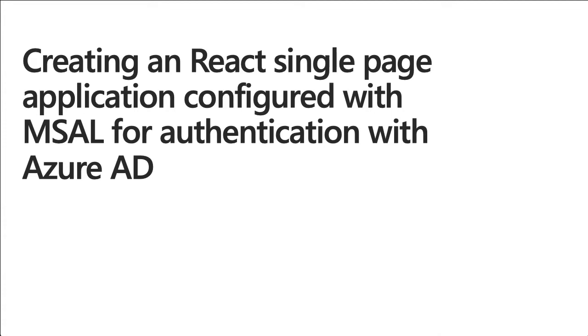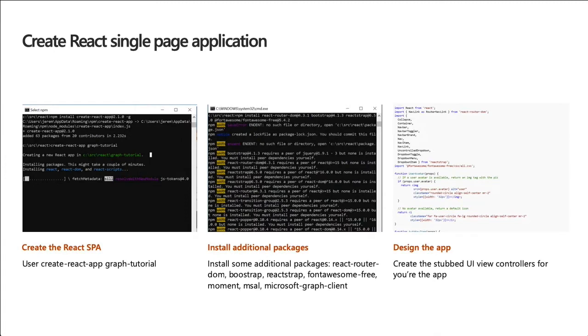Now let's talk about creating a React single page application that's been configured with MSAL for authentication with Azure AD. You're going to first create a React single page application, and one of the easiest ways to do that is by using a tool called Create React App. That happens in the lab. Then we're going to install any additional packages that we need: a router, some UI libraries like Bootstrap and Font Awesome, some date manipulation with Moment, MSAL for authentication, and the JavaScript client for the Microsoft Graph. And then we're going to build out the application.